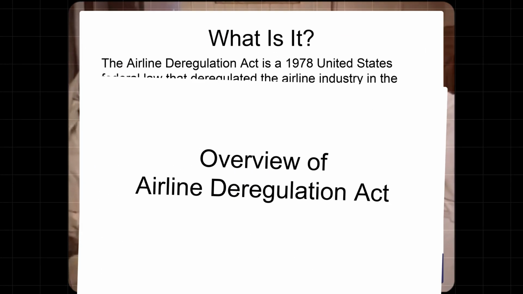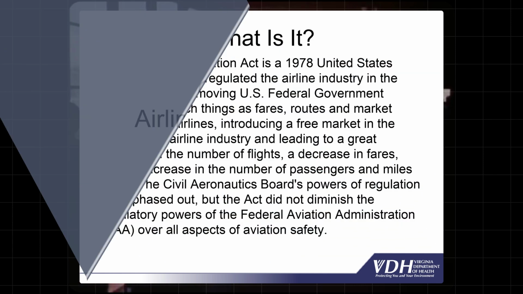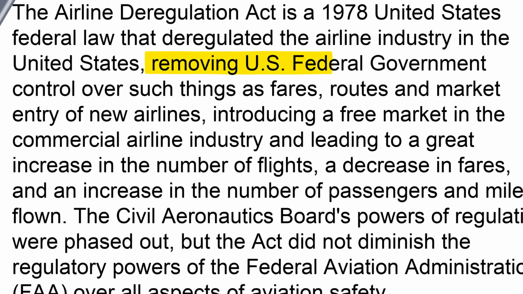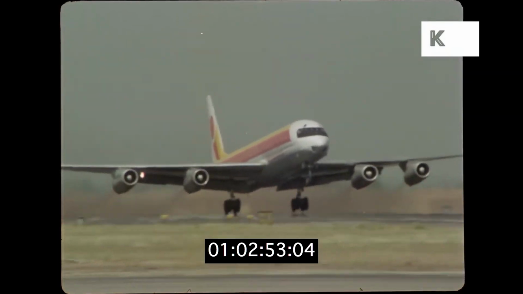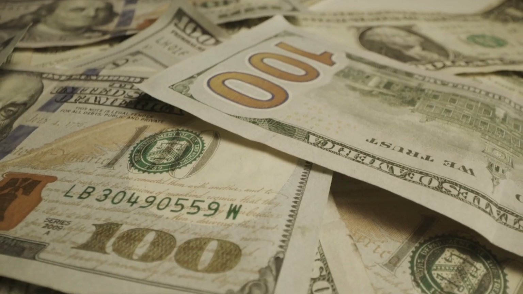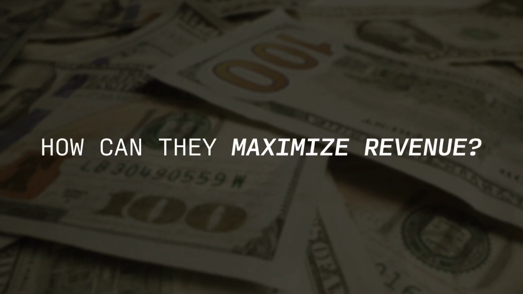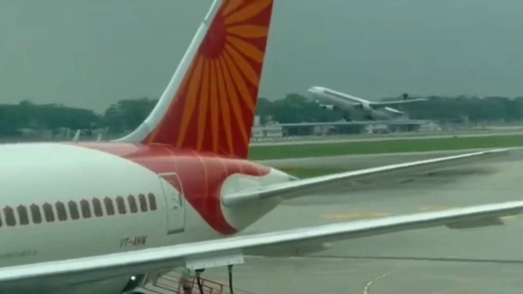Everything changed with the Airline Deregulation Act of 1978 in the United States. This legislation removed government control over fares, routes, and market entry, allowing airlines to set their own prices and compete more freely. While this opened up air travel to a much broader audience, it also introduced a new challenge for airlines. How could they maximize revenue in this new competitive environment? After all, the airline business has notoriously low profit margins.